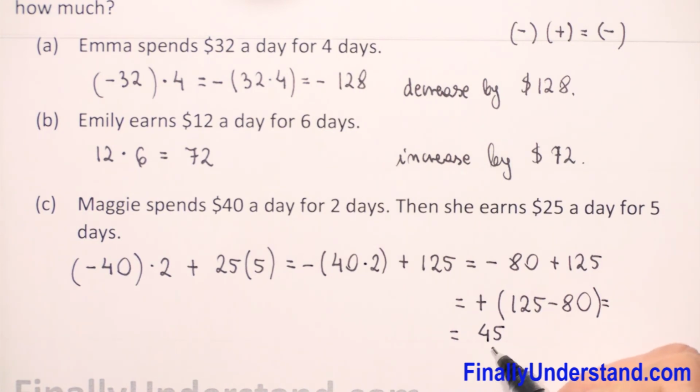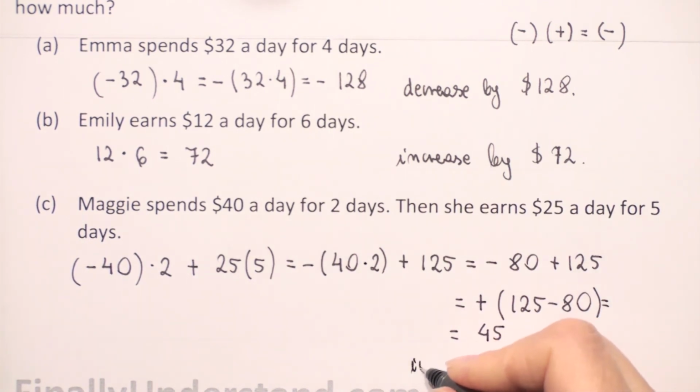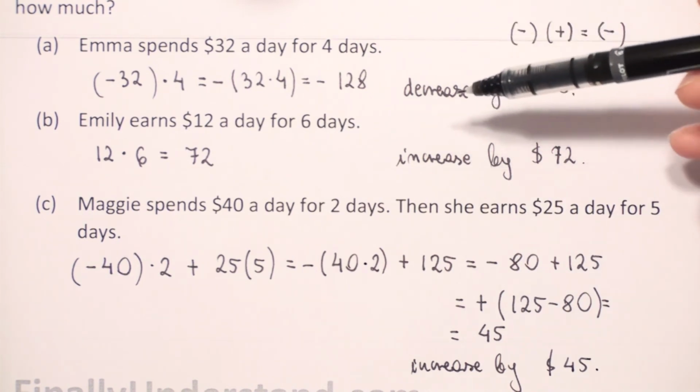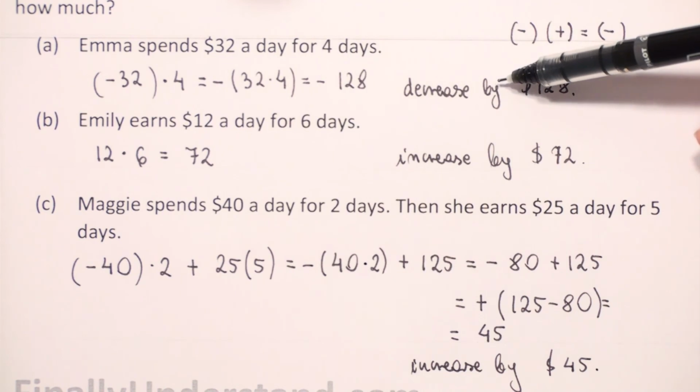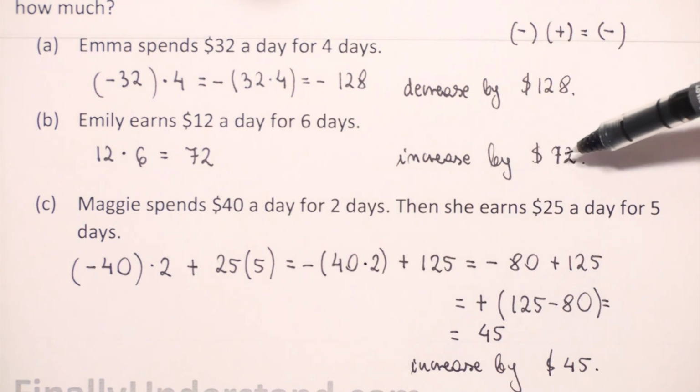Because we got a positive number, it means that her amount increased by $45. We can write increased by $45. So we got that Emma decreased her amount of money by $128, Emily increased by $72, and Maggie increased by $45. This is my solution.